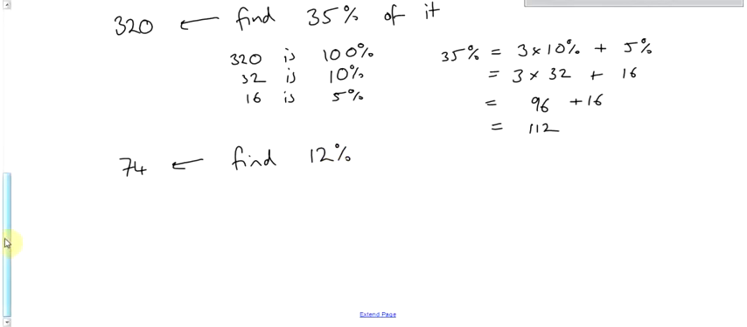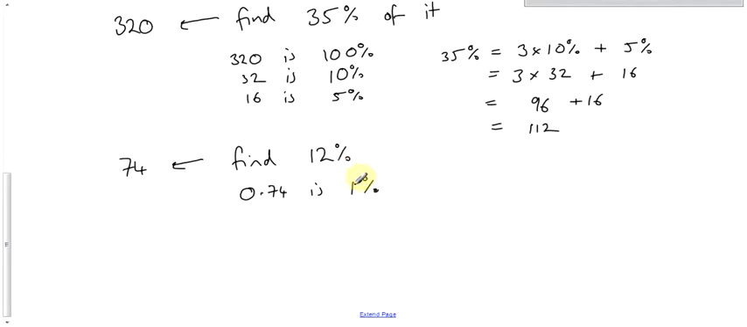We can do the same thing. I'm just going to show you the quickest way, and this is probably the best way if you've got a calculator, but it's not the best way if you don't. So I'm going to start with finding 1%. To find 1%, remember you divide by 100. So 74 divided by 100 is 0.74, and that is 1%.